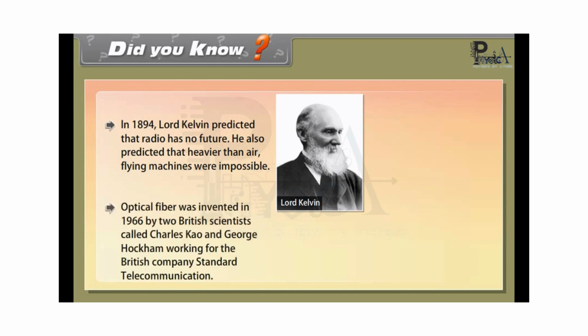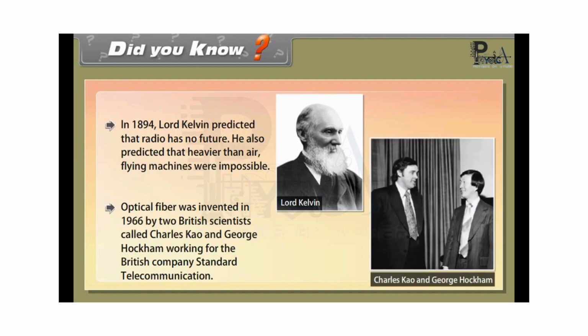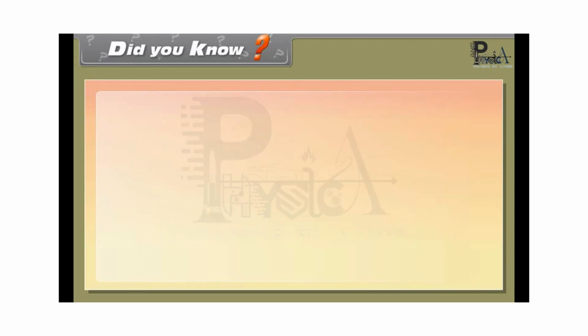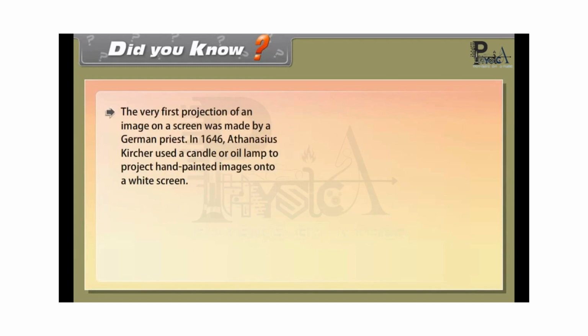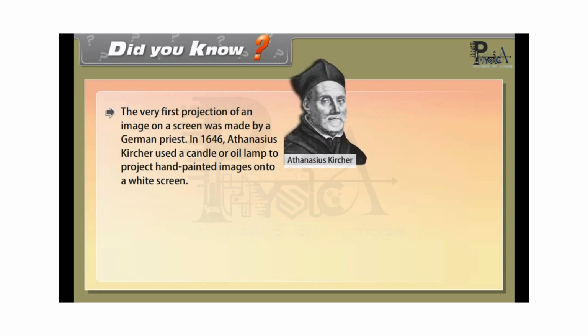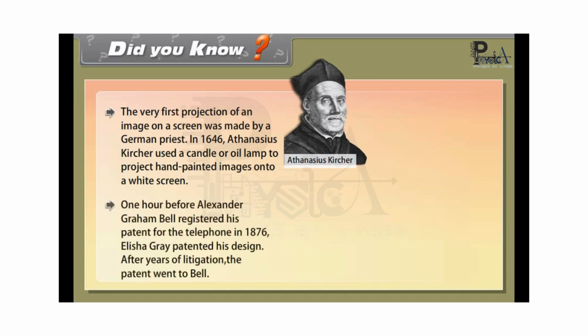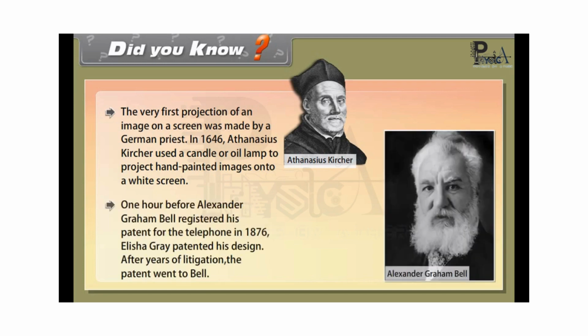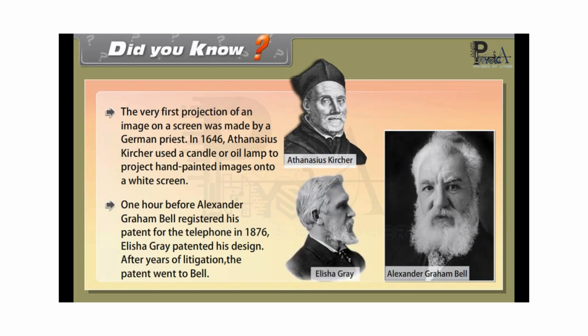Optical fiber was invented in 1966 by two British scientists called Charles Kao and George Hockham, working for the British company Standard Telecommunications. The very first projection of an image on a screen was made by a German priest. In 1646, Athanasius Kircher used a candle or oil lamp to project hand-painted images onto a white screen. One hour before Alexander Graham Bell registered his patent for the telephone in 1876, Elisha Gray patented his design. After years of litigation, the patent went to Bell.